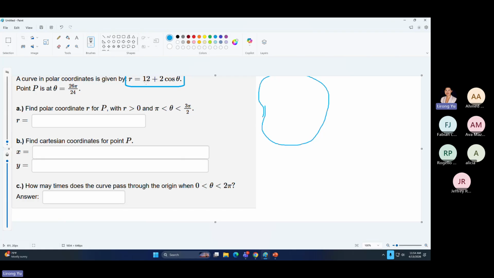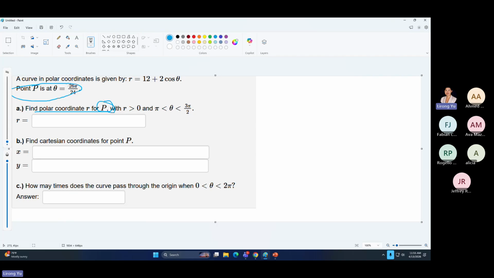The little dent, because that one controls the main shape. So it's like a big circle with a little dent on the side, and that one has a very small coefficient, so it only causes a small dent at the side of the circle. So we say that we have a point, and we really focus on that point, say theta equal to 26 pi over 24. Number one is find the polar coordinate for this point.